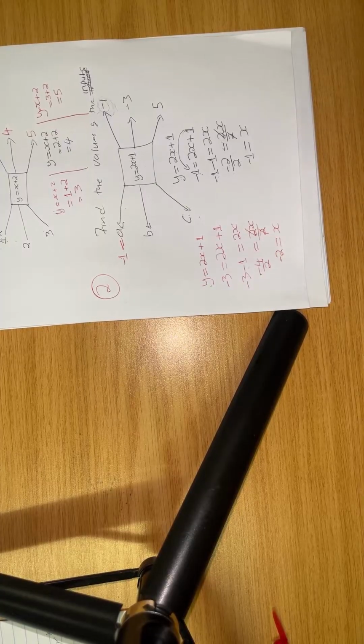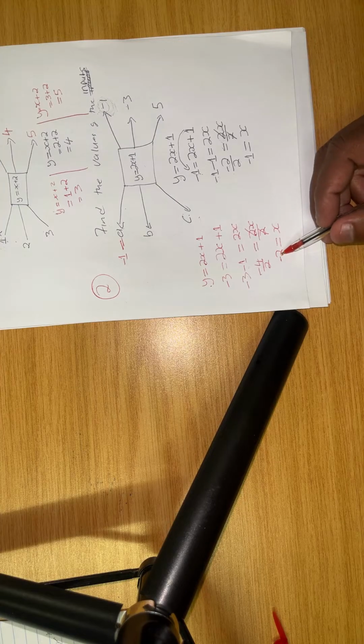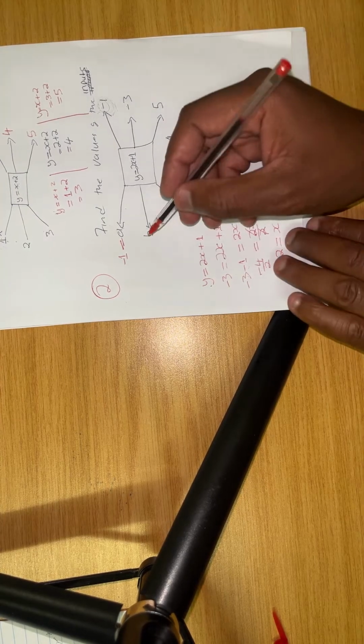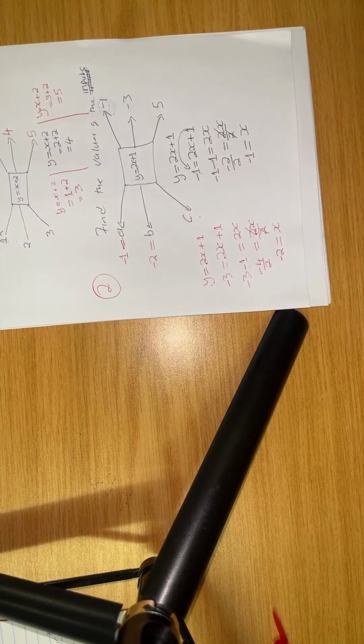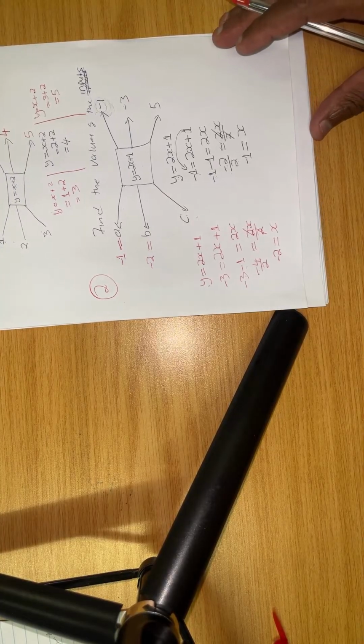I believe that Lloyd is here as well. Use your calculator, Lloyd, and determine the exact value of x. So in this case, we are getting negative 2. It means our b value here is negative 2. Okay. Let's move to the last one.